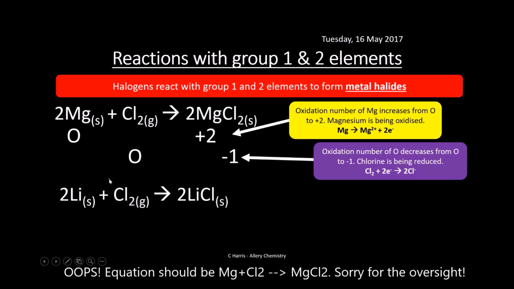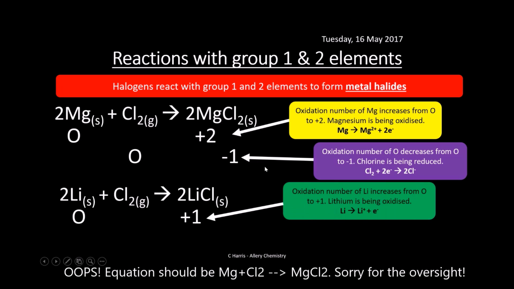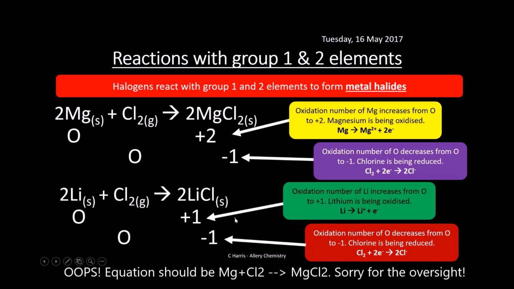Okay, lithium and chlorine forms lithium chloride, which is LiCl. So this is obviously group 1. Again, look at the oxidation state. Lithium is being oxidized. It's gone from 0 to +1. There's the half equation for it. And your chlorine has been reduced. So chlorine's gone from 0 to -1. So there's the half equation there. Chlorine, Cl2, picking up 2 electrons to form 2Cl-. So that's the half equation for it.